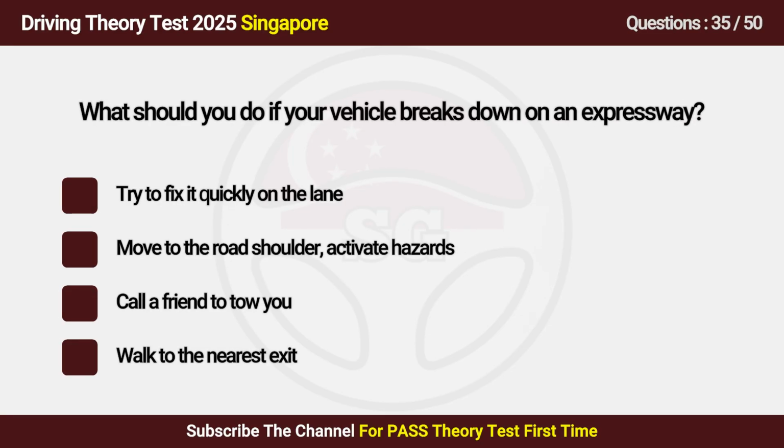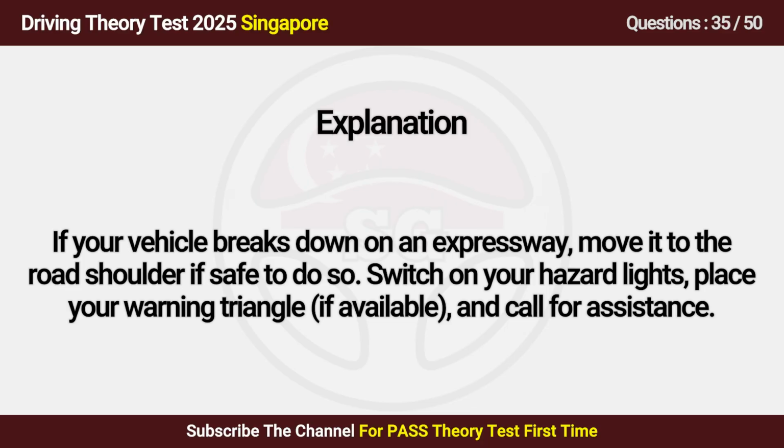Question 35. What should you do if your vehicle breaks down on an expressway? A. Try to fix it quickly on the lane. B. Move to the road shoulder, activate hazards. C. Call a friend to tow you. D. Walk to the nearest exit. Answer is B. Move to the road shoulder, activate hazards. If your vehicle breaks down on an expressway, move it to the road shoulder if safe to do so. Switch on your hazard lights, place your warning triangle if available, and call for assistance.